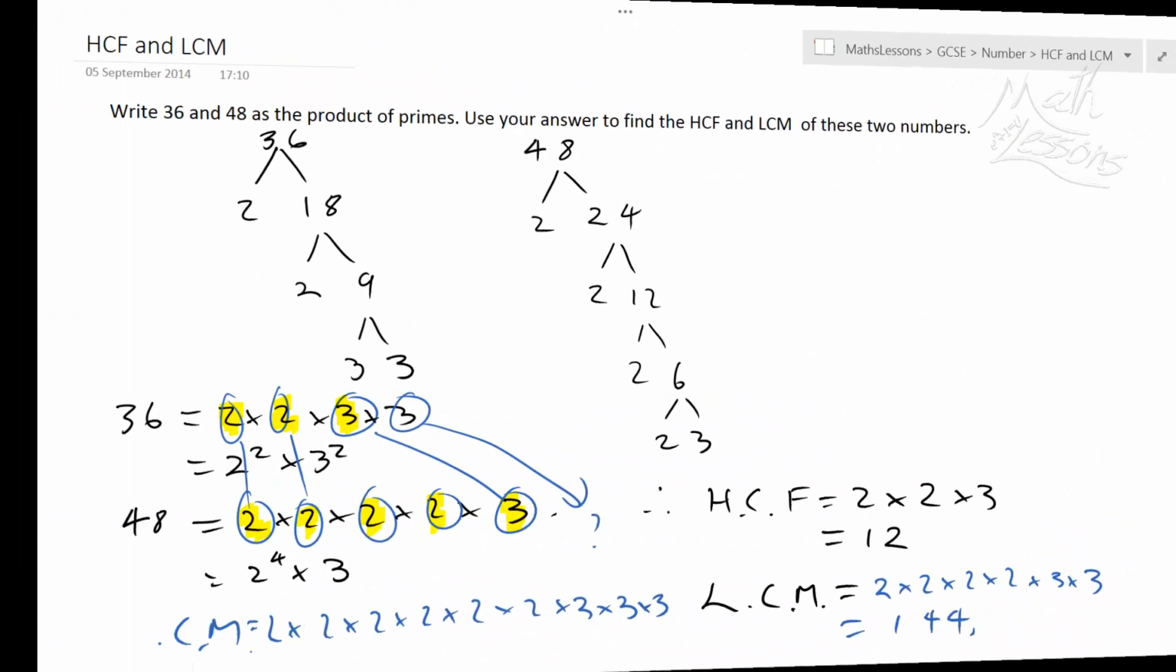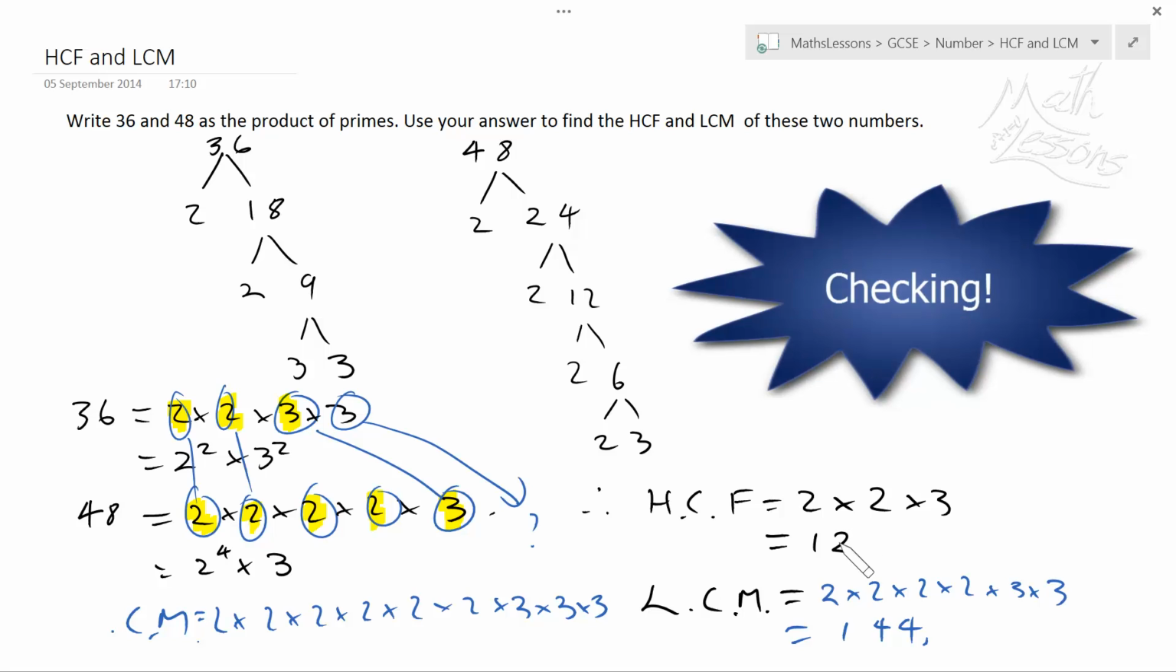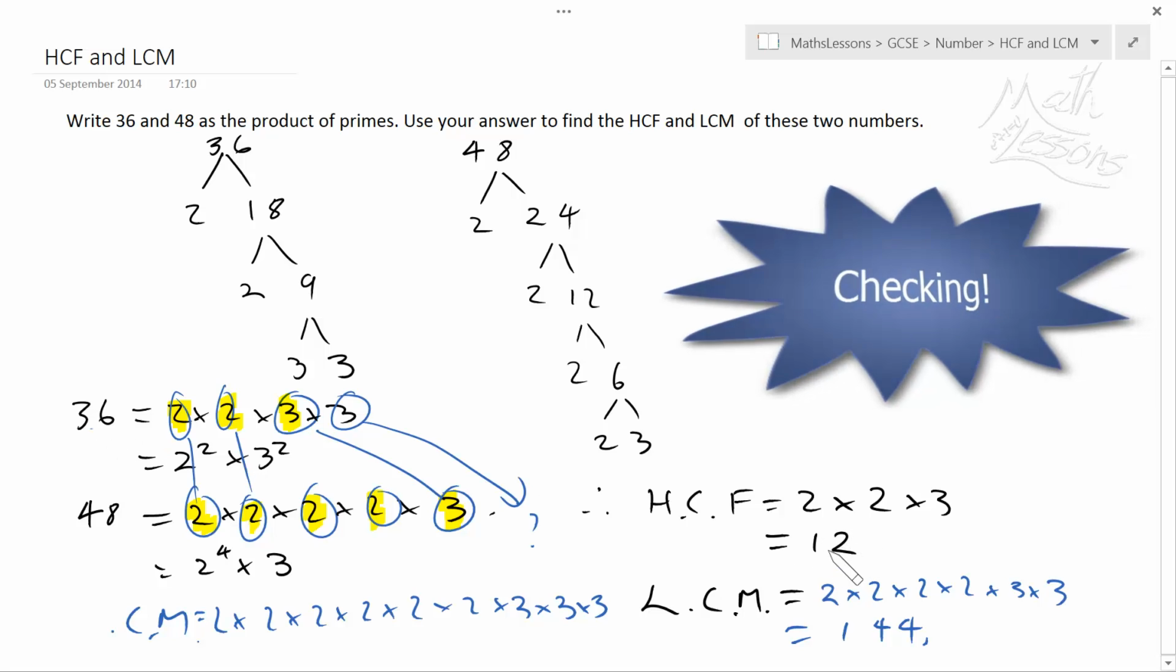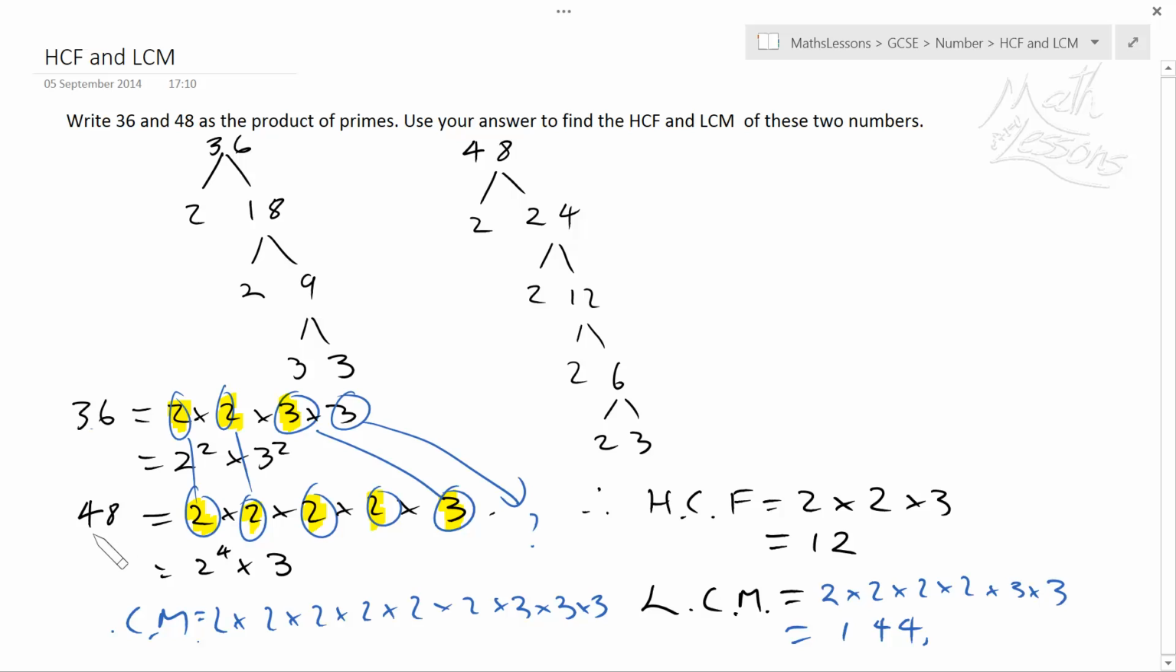144. Now what you can do to check, obviously, does 12 go into 36? Yes, 3 times. Does 12 go into 48? 4 times. Yes. Does 36 go into 144? Yes, it does. It goes into it 4 times. Effectively, the two 2's from this one that we didn't have in that one. And 48 goes into it 3 times. Effectively, the 3 that we brought into here to make it up. So yes, both of these are our right answers.